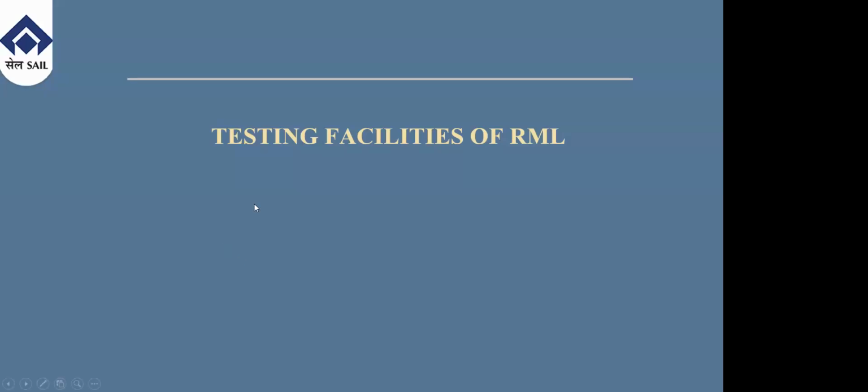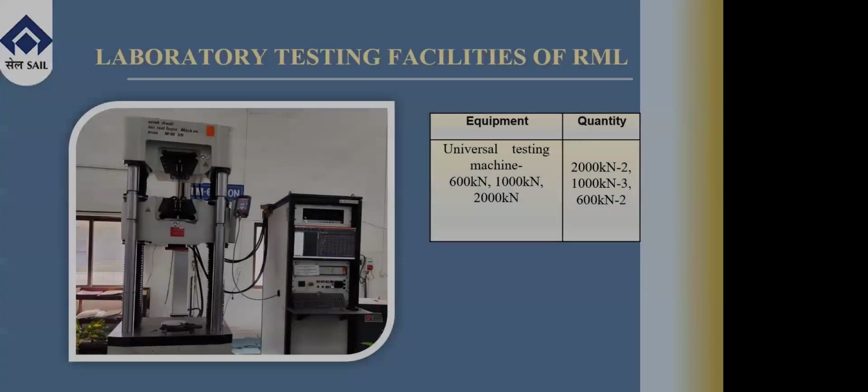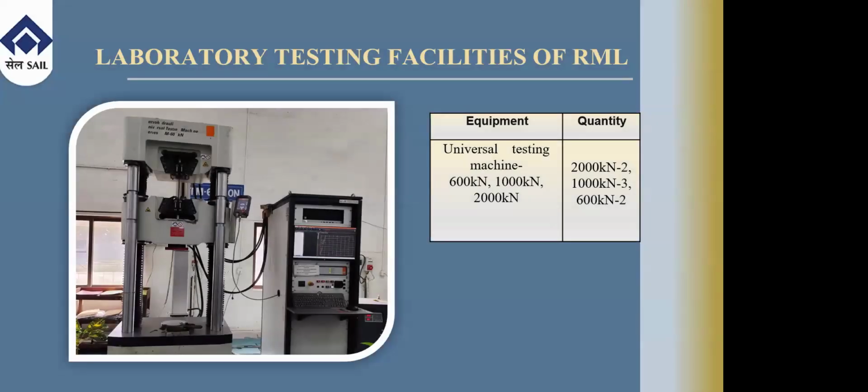Now we will move on to the testing facilities, where we are testing these wire rods and coils, as well as the TMT coils. We have a rolling mill lab where we are testing this. The testing facility we have in RML, first of all, we will talk about the tensile test. We have different kinds of UTM machines.